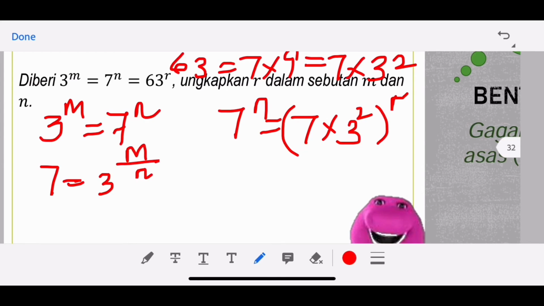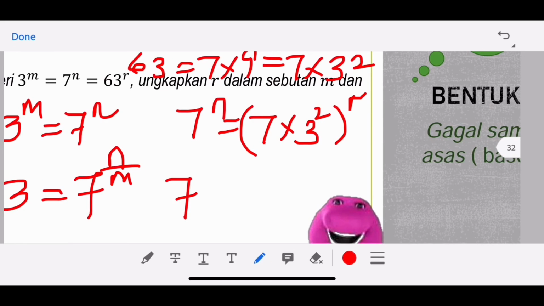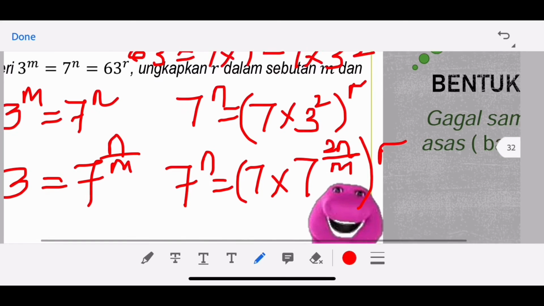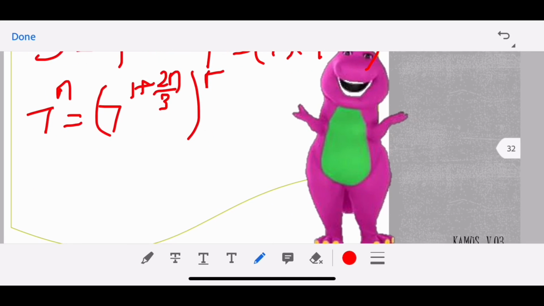So I prefer to write 7 as 3 to the power of m over n. But some of you might say you want to write 3 is equal to 7 to the power of n over m. It's better, right? Because we only have one 3, so we just substitute once. So I write 3 is 7 to the power of n over m. Then I substitute. So 7 times 3 squared: when I see 3, I will write 7 to the power of n over m, and then there is a square, so you have to times the 2. So finally, 7 to the power of n is equal to 7 to the power of 1 plus 2n over m, all to the power of r, right? There's an r, so you can just simplify like this.